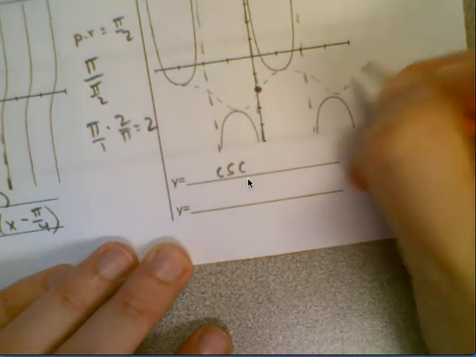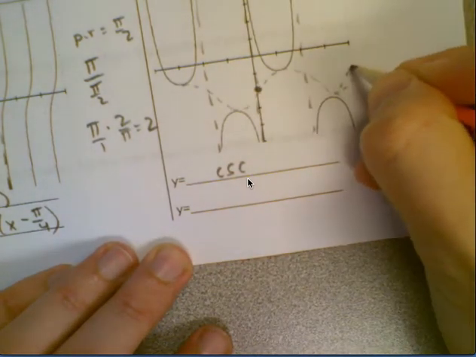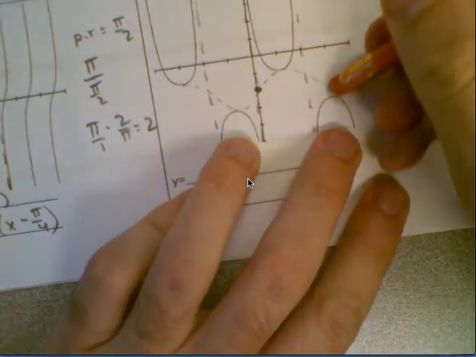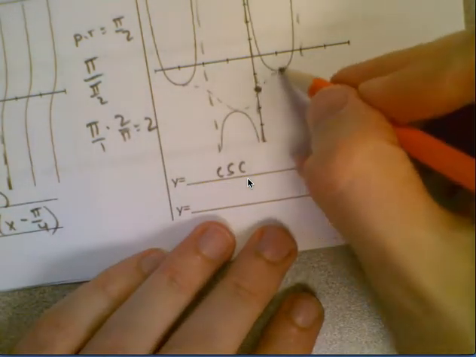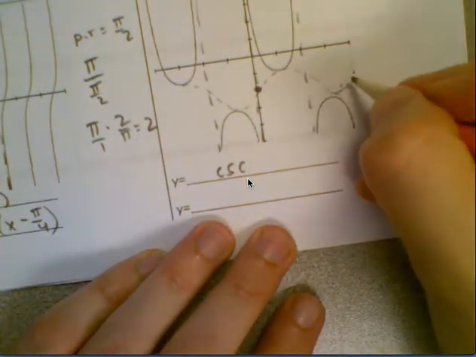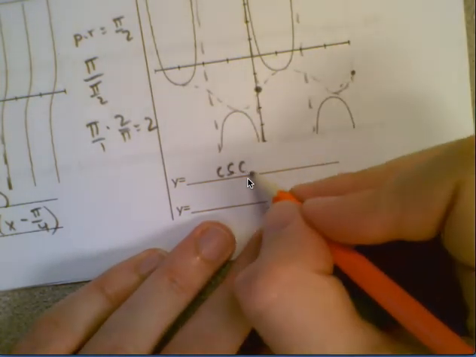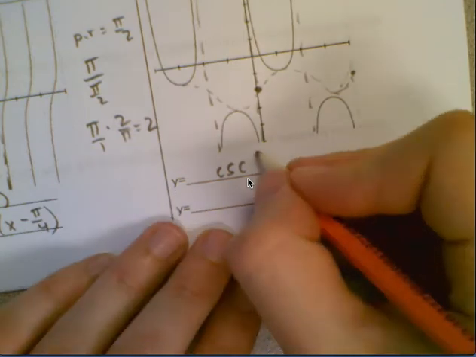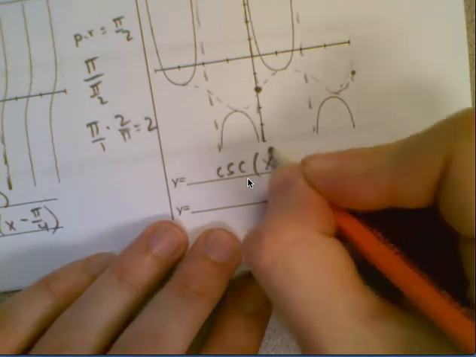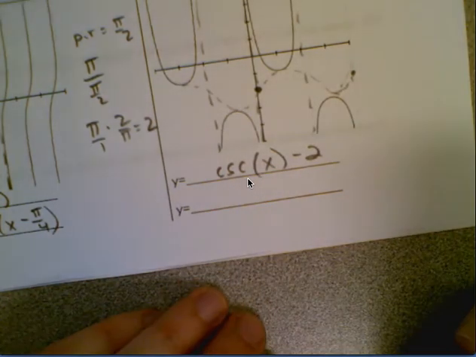Another way you could have seen that is if you count for the sine curve right here, it should give you 1 full period within 2 pi, so our b is 1. I don't have a horizontal shift, and I have a vertical shift of down 2.